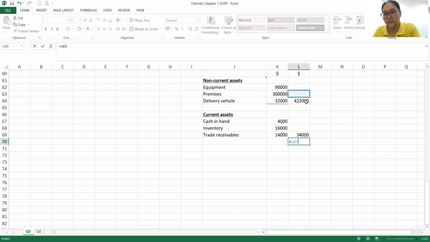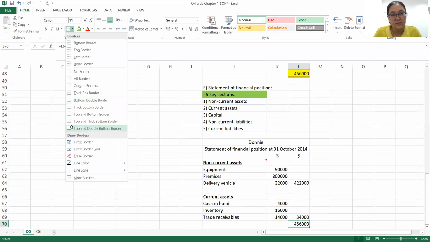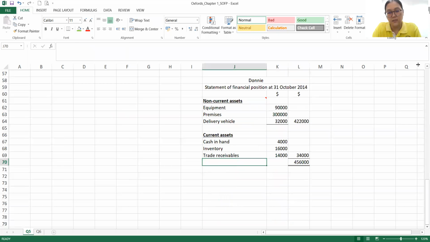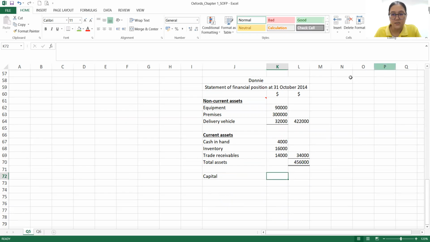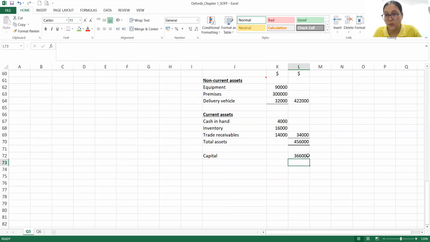Okay. Add these two categories, you get 456,000. This one, if you want to put here total asset, that is fine. If you didn't put, also fine. That is about the total in here. You can leave it or you don't want to write. Okay, next is the capital section. Because this question is straightforward, and we already prepared for it, this one is your capital. Straight away put into the second column because it's only one item.